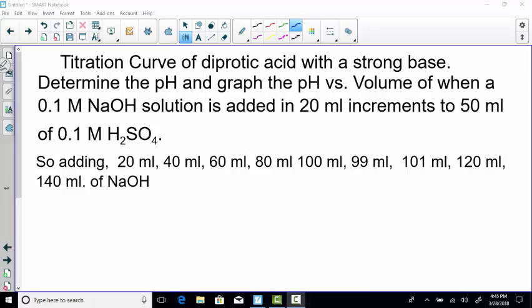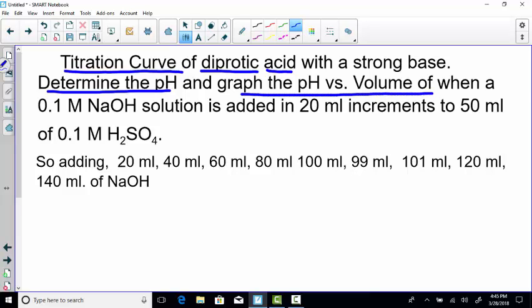This video is being created to show you the titration curve of a diprotic acid with a strong base. So what we're going to do is determine the pH and graph the pH versus volume when a 0.1 molar solution of sodium hydroxide is added in 20 milliliter increments to 50 milliliters of a 0.1 molar H2SO4 solution. These are the volumes that we're going to add, and we're going to calculate the pH every step of the way.